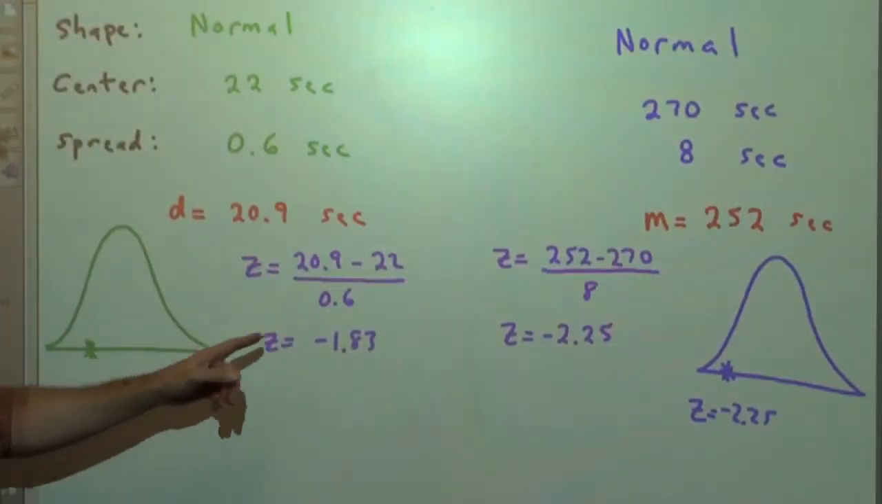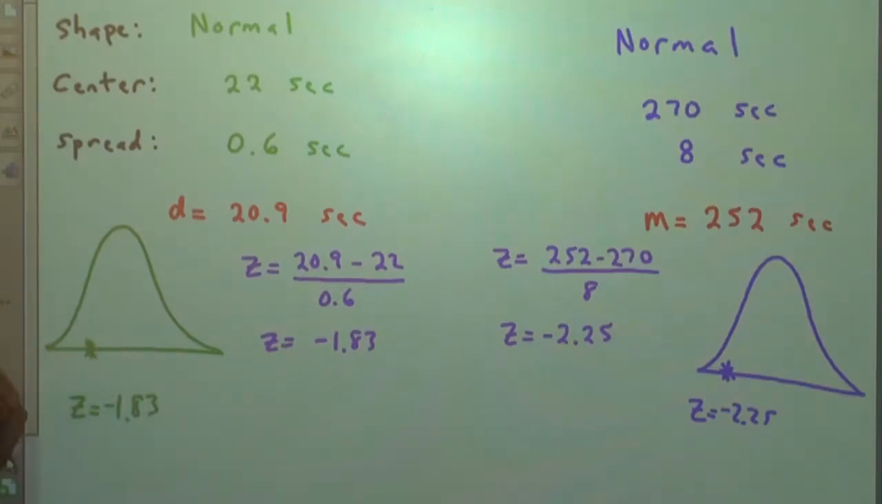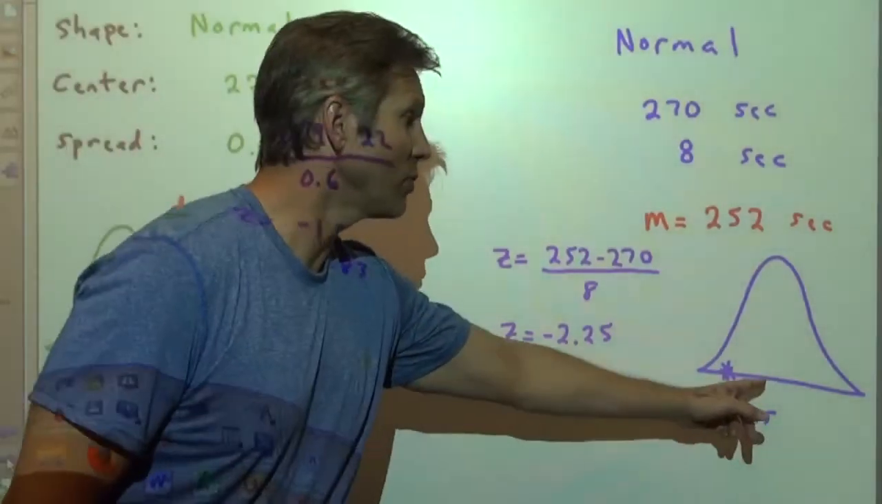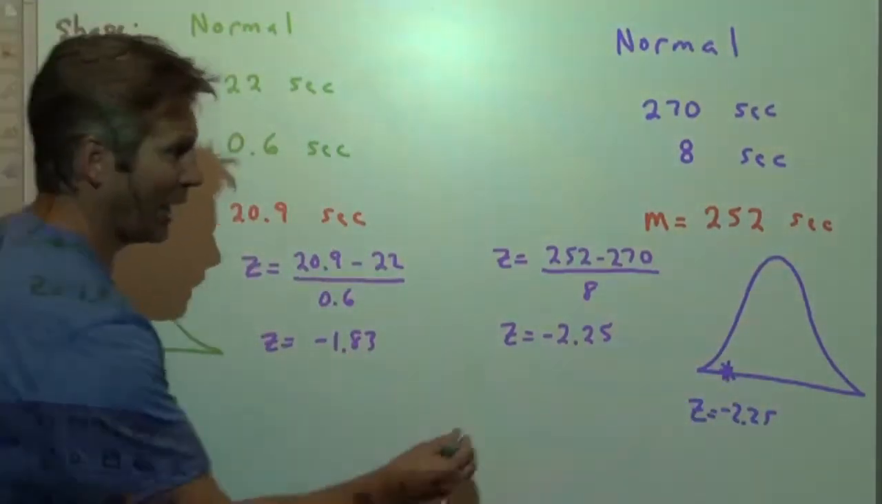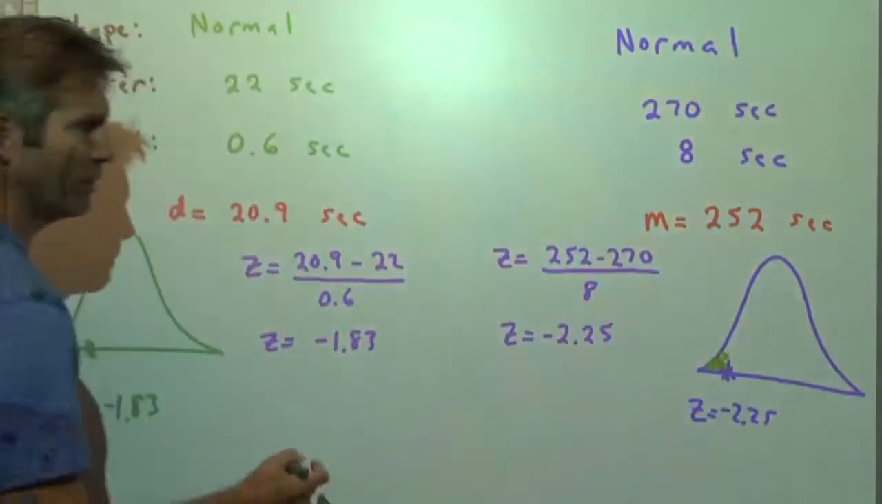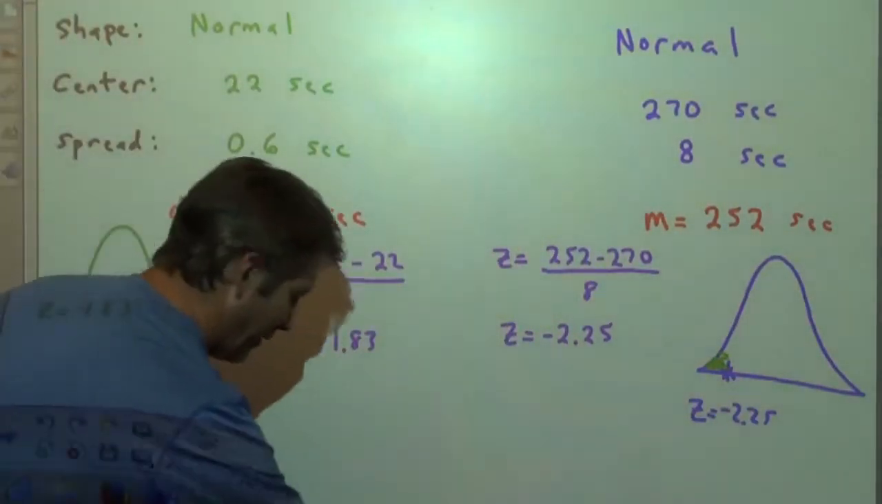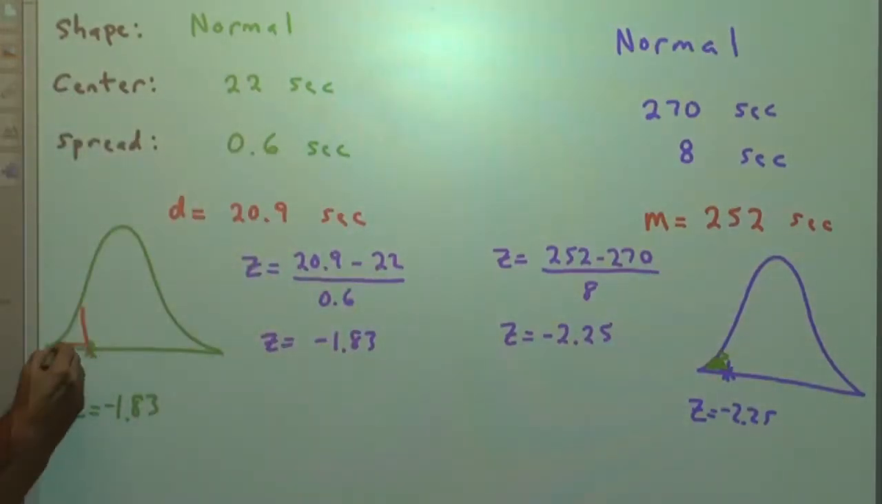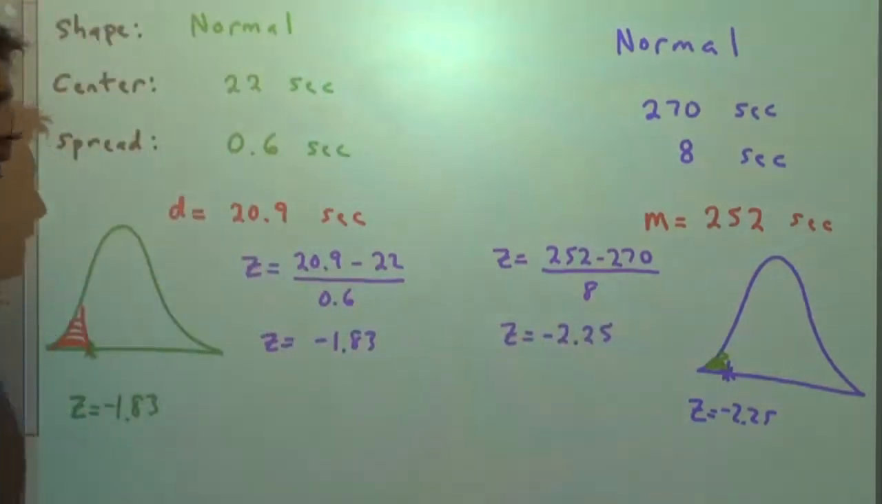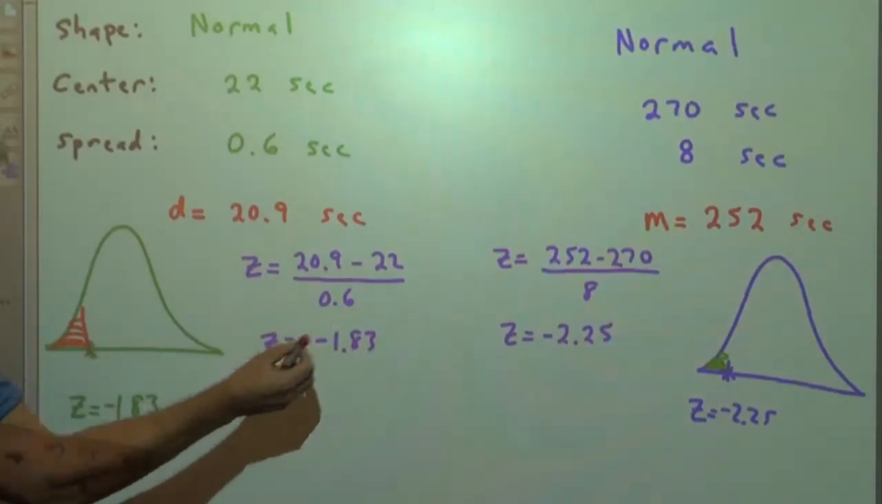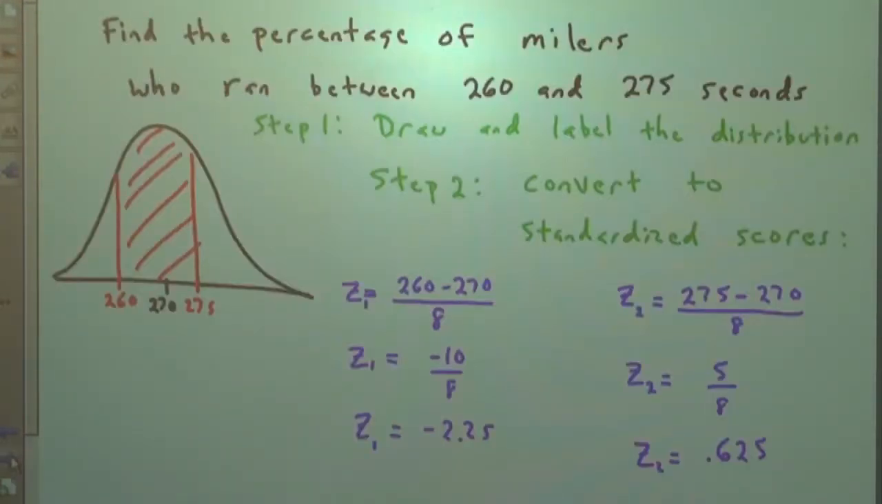This person was 1.83 standard deviations to the left of the mean, but it is the miler in this case that's more unusual. They were more than 2 standard deviations below the mean, implying that there's a smaller percent of milers who ran faster than him, compared to the percent of 200-meter dash runners that were below this person. So being more standard deviations away from the mean is more extreme, and that's what a z-score will tell us, a standardized score. Now, find the percentage of milers who ran between 260 and 275 seconds.